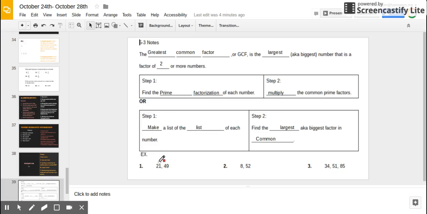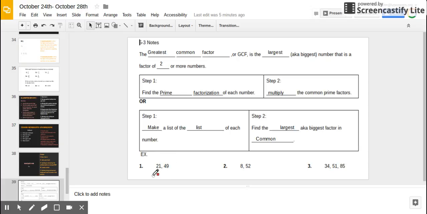So the numbers 21 and 49, our goal is to find the biggest number that can be multiplied into both of these. Not the biggest number that both of them can multiply into, but the biggest number that multiplies into both of them. So it has to be a number smaller than each of these.